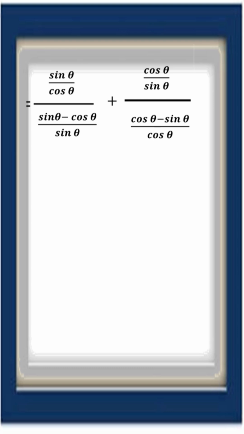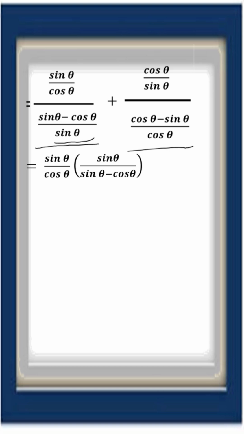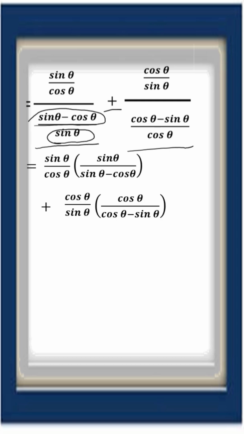Now let us take the reciprocals of the denominators and multiply with the numerators. So now we have sin theta over cos theta into sin theta, which goes to the numerator, and sin theta minus cos theta in the denominator. So sin theta upon cos theta into sin theta by sin theta minus cos theta, plus this sign. Here also cos theta upon sin theta into cos theta upon cos theta minus sin theta.